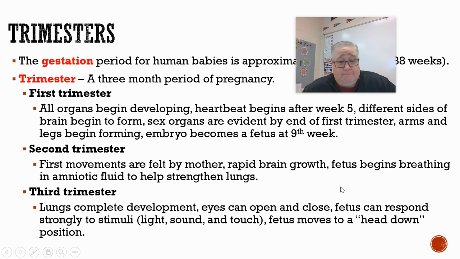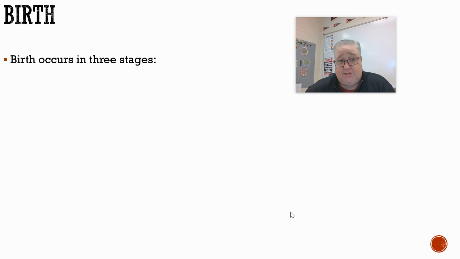The third trimester, by this time, the baby just has to grow. It's for the most part developed. It just needs to get bigger. The lungs complete their development. The eyes can open and close. The fetus can start responding a lot to external stimuli, things like sound and touch. And eventually, towards the end of the third trimester, the fetus starts to position itself to be born. It kind of moves into what we call a head down position.